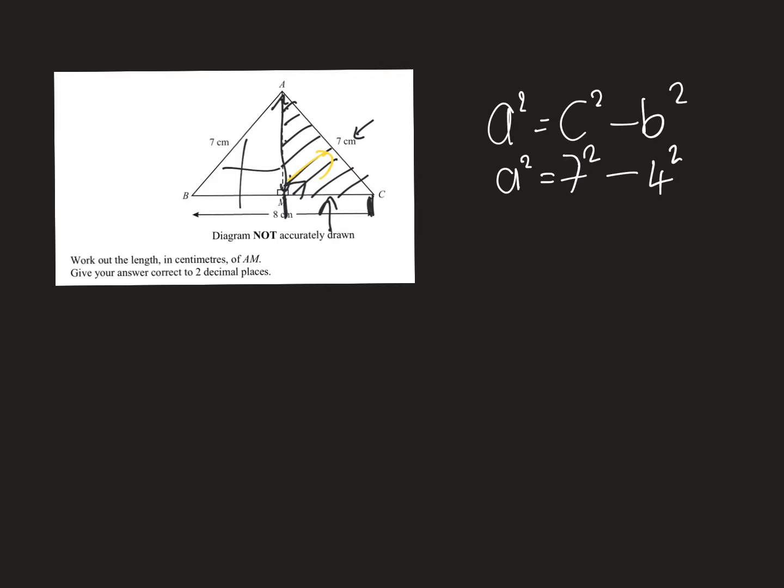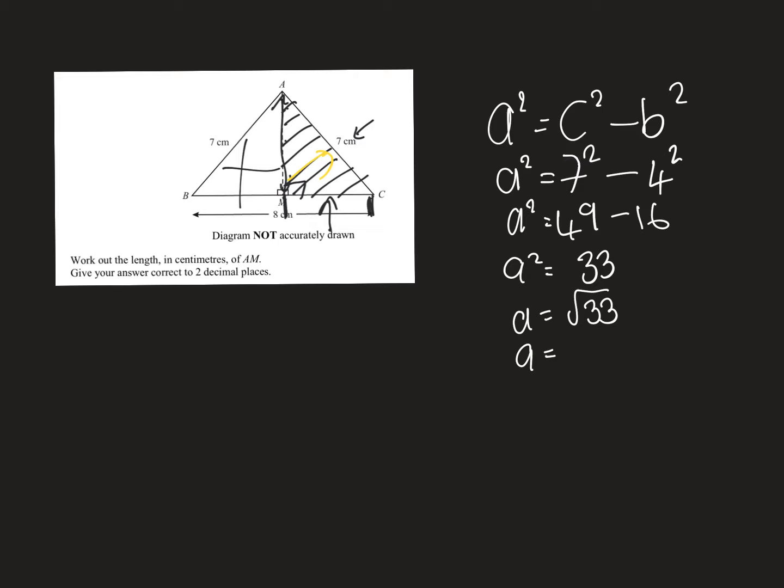So the bottom of the triangle is 4 and the hypotenuse is 7, and we're trying to work out the side AM. So if we work through that, then a squared is equal to, well, 7 squared is 49, 4 squared is 16. So a squared is equal to 49, take off your 16, is 33. So we are going to take the square root of that now. So a is equal to the square root of 33.